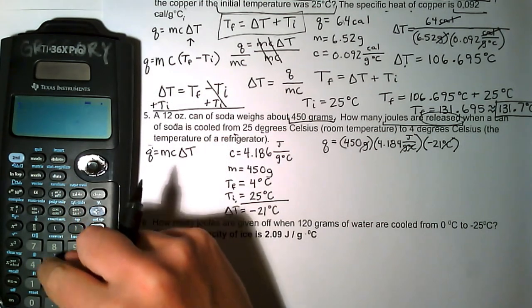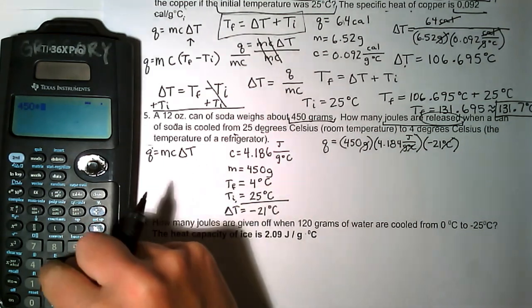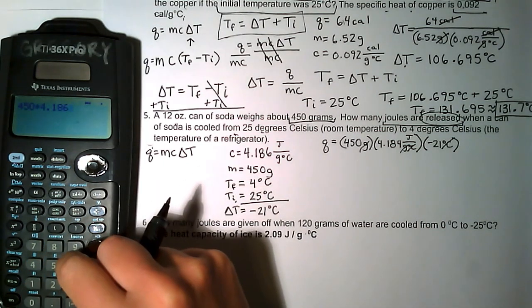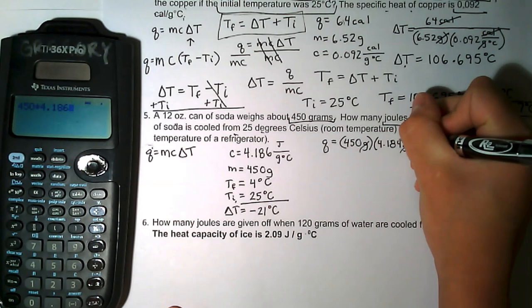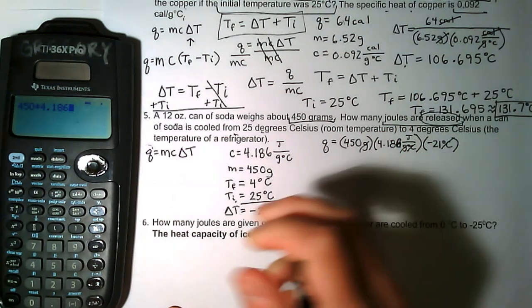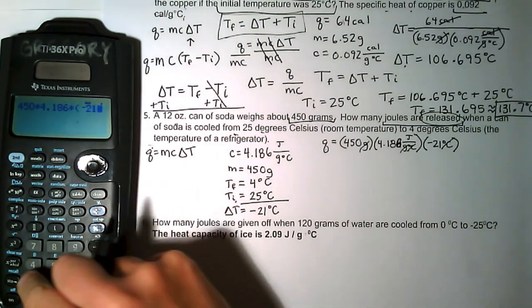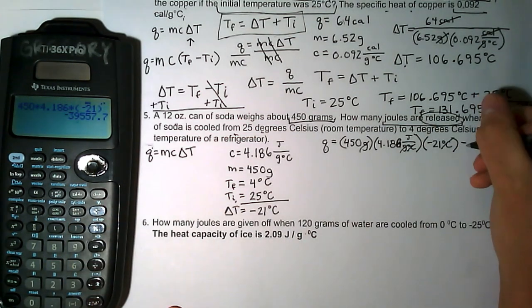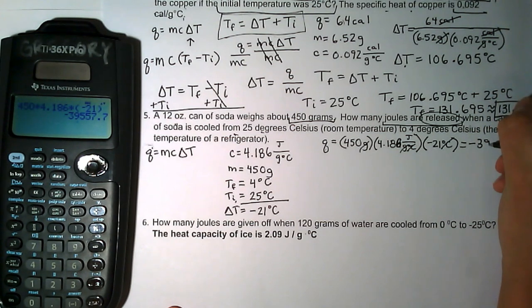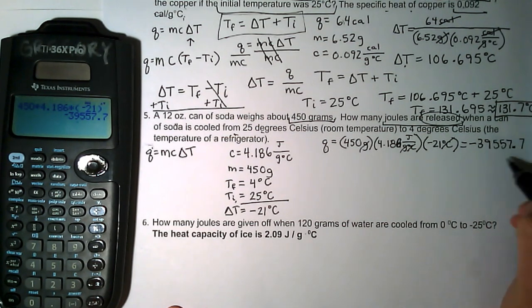We have 450 times 4.186. Oh, I don't know why I put a 4 there. It should be a 6. 4.186 times, and I'm putting my negative 21 in parentheses. So I get negative 39557.7. And I'm not going to keep all these significant figures. I'm actually going to round my value to just a few significant figures.